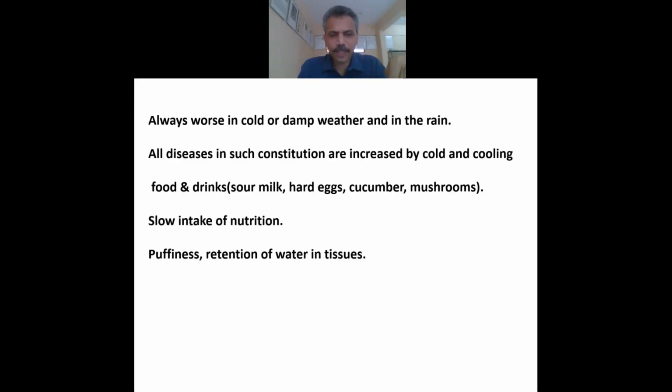Slow intake of nutrition. Shivraj has spoken of accumulation. This is the right point here. There will be more retention of water in the tissue. You'll be seeing that they'll have more of edema. Very good. They'll have more of edema.